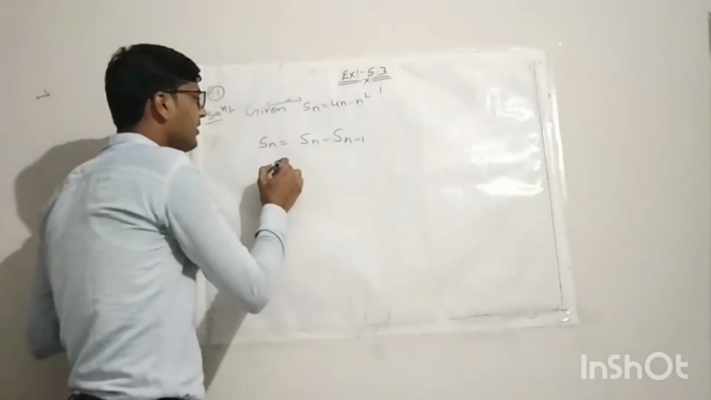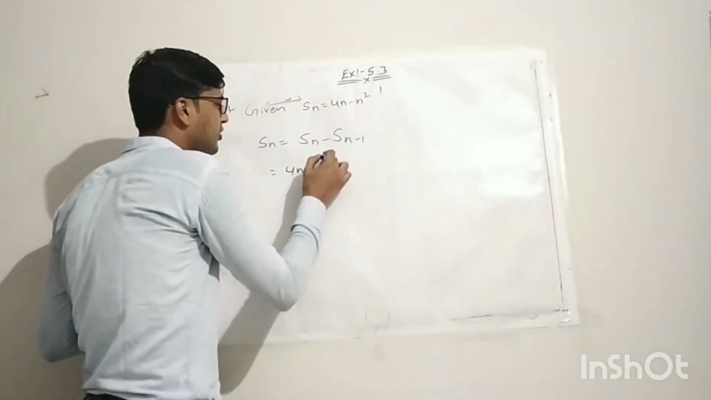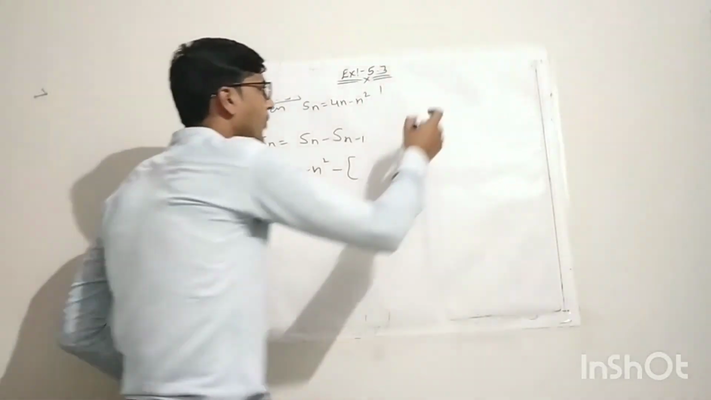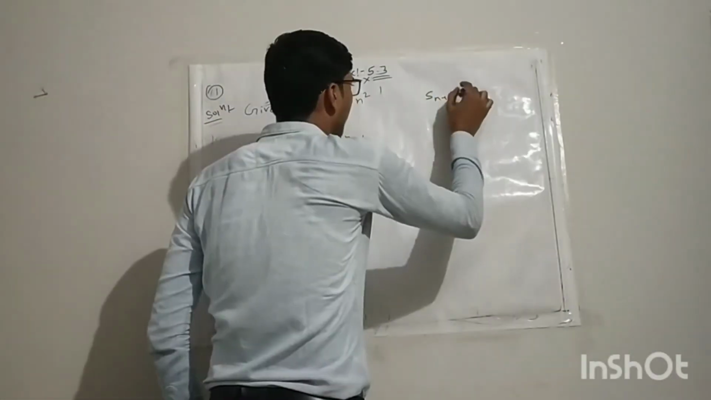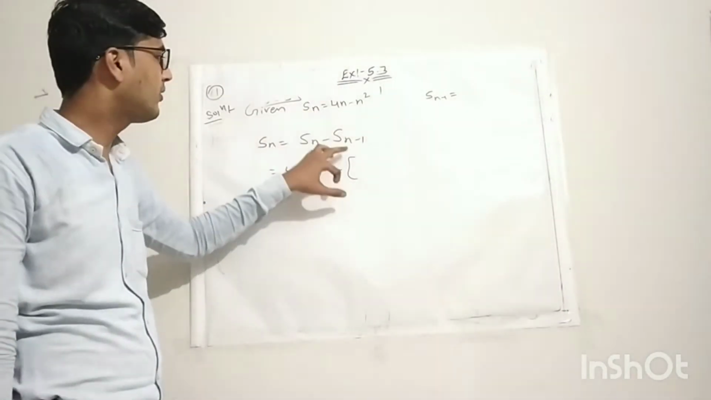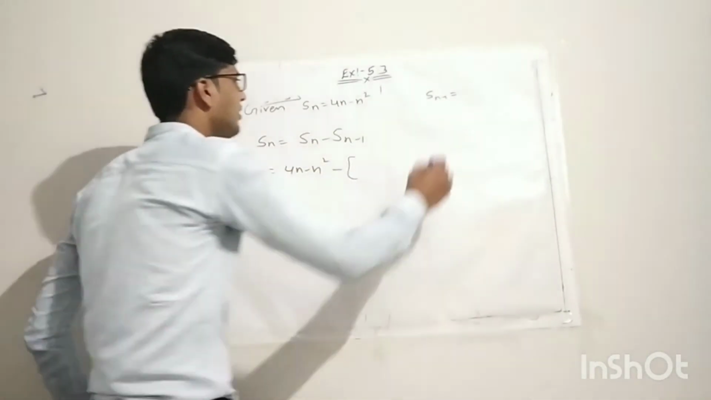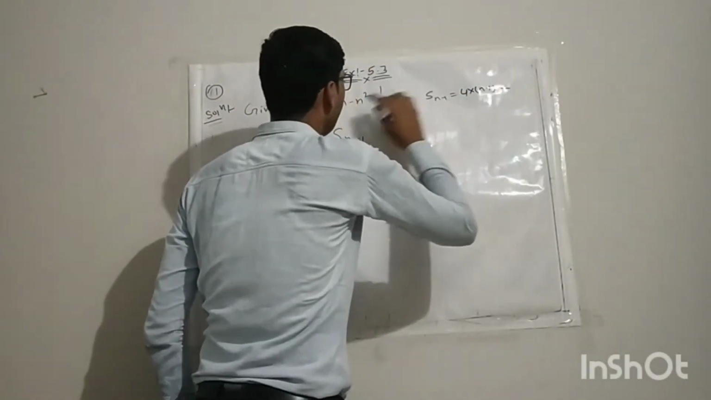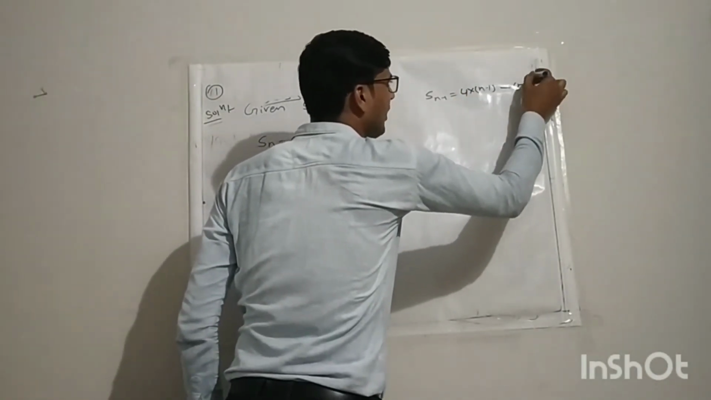So Sn is also given: 4n minus n squared. But Sn minus 1 is not given. So first we find Sn minus 1. It means that in place of n we put n minus 1. So simply it becomes 4 into n minus 1 minus n minus 1 whole squared.